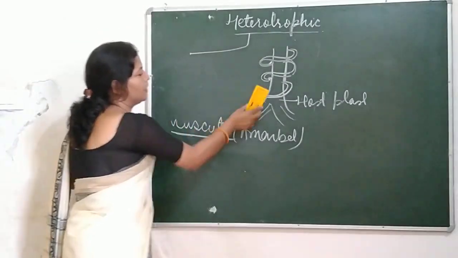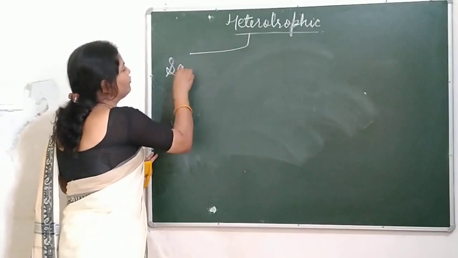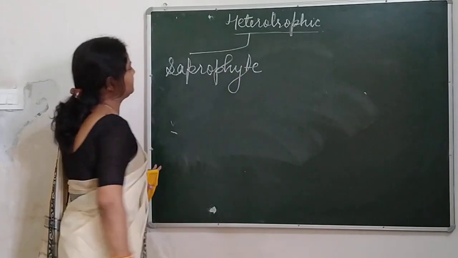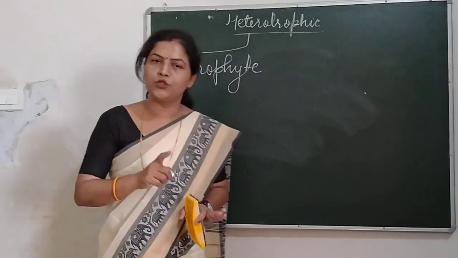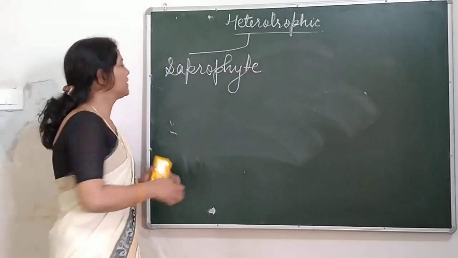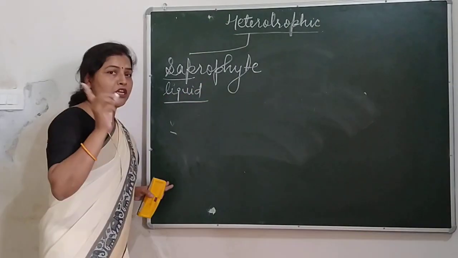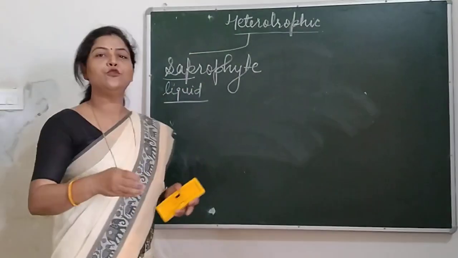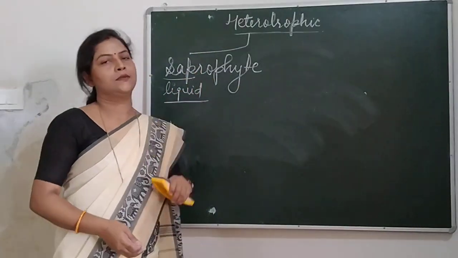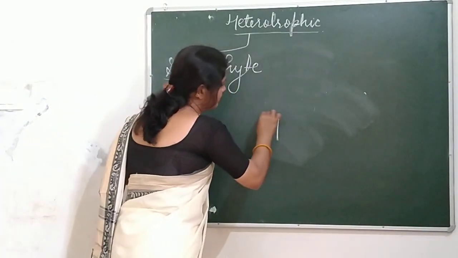The second one we have to go through is saprophytic mode of nutrition. Saprophyte. You know, sap means juice, or you can say liquid. Those plants which are non-green and take their food in the form of liquid are called saprophytic plants. For example, fungi. You must have seen mushroom.